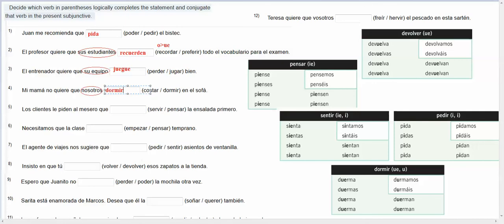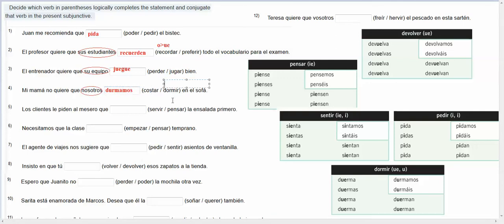Dormir is an IR verb. It's an O to UE in the present tense, and it's an O to U in the preterite tense. Well, for nosotros, we should be using the preterite tense, so we are going to change it to just a plain U. Okay? And then it's for nosotros, so if it's an IR, I'm going to add an AMOS, dormamos, okay?